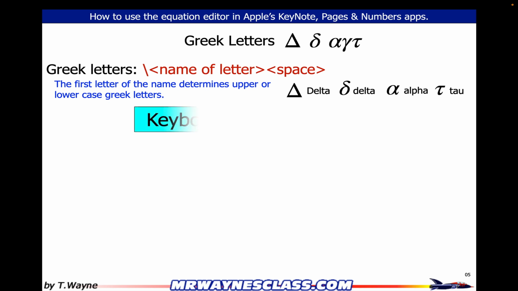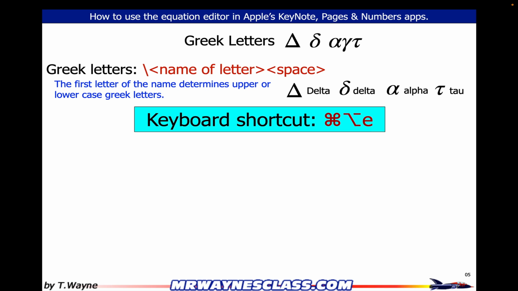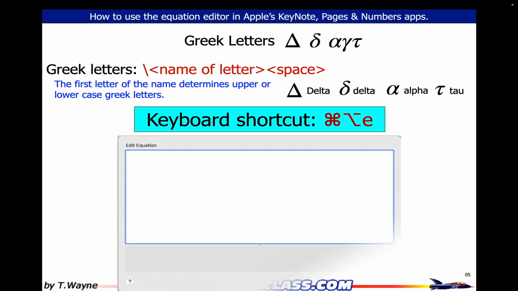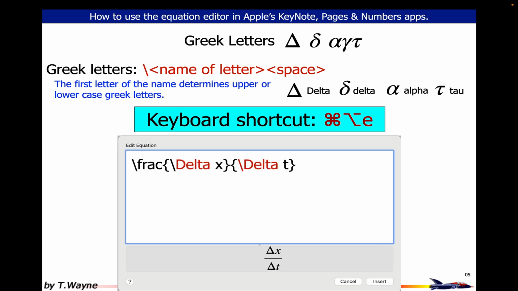Let's open up the equation editor. Keyboard shortcut Command Option E. Dialog box pops open like this. The top of it is where you're going to type in your command. So I'm going to make a fraction with delta x over delta t. And you can see how it's all done. I used backslash delta space before the x and the t.